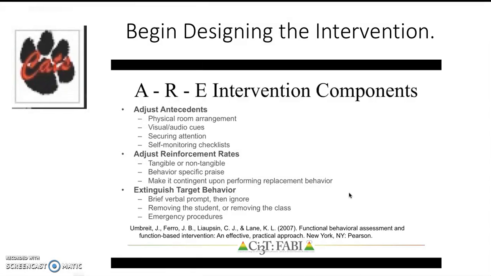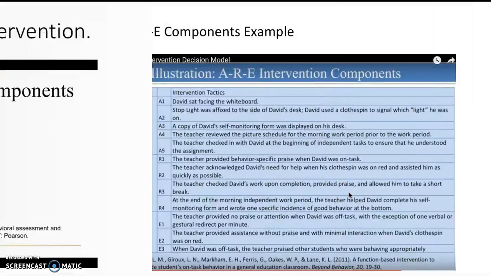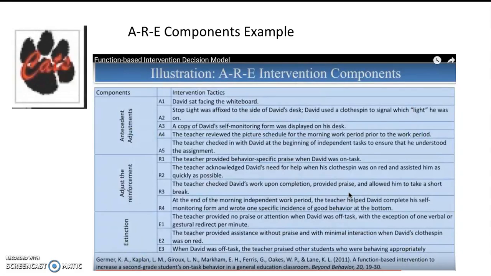When you go to design the intervention, there are some components that you can use to guide your thinking and help you come up with ideas that could make some adjustments for things like the physical room arrangement and rewards, tangible or non-tangible, and those kinds of things, reinforcements. Here's an example of an ARE, and I like this one because it gives me some ideas on each category and what kinds of things that you can do.